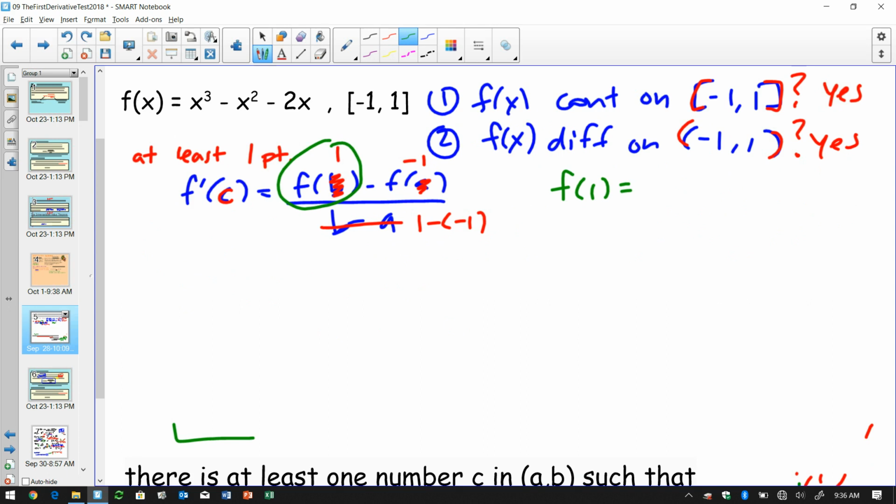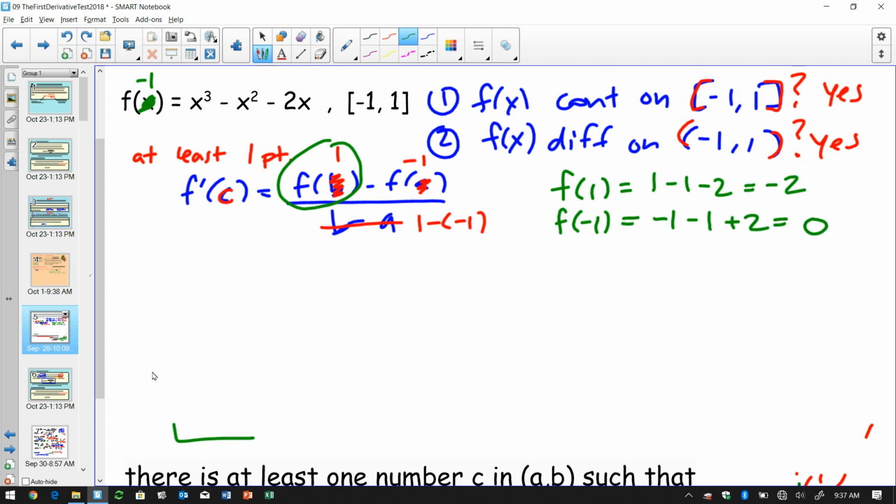So here's f. Everywhere there's an x, I'm going to put in what? 1. So this will be 1 minus 1 minus 2. Which I think is -2. Please check me on that. Okay. Then I'm going to plug in -1. So here's my f. Everywhere there's an x now, I'm going to put in -1. So this will be -1 minus +1 plus 2, and that's going to be 0.